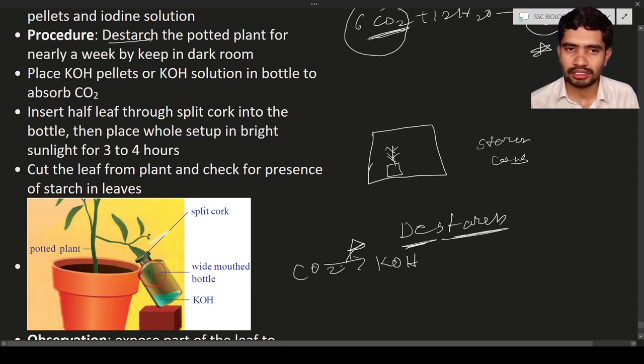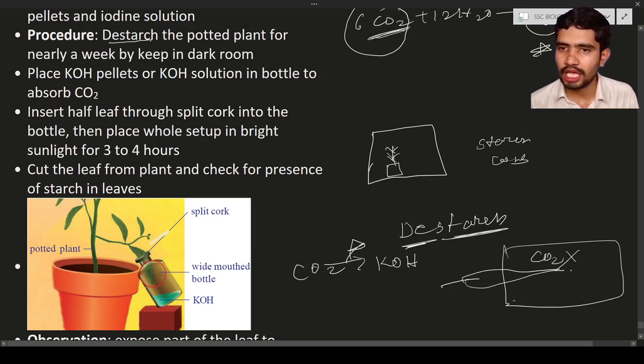This is important. Now the half of the leaf inside the bottle does not have carbon dioxide, because it is in the glass bottle. The other half of the leaf is exposed to carbon dioxide. After doing all these arrangements, take this potted plant and keep it in bright sunlight for 3 to 4 hours. Now the plant will do photosynthesis.